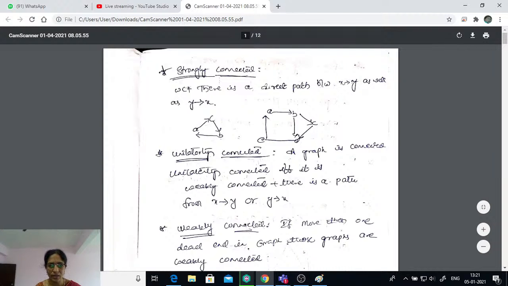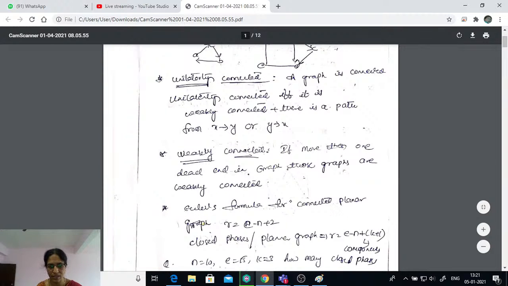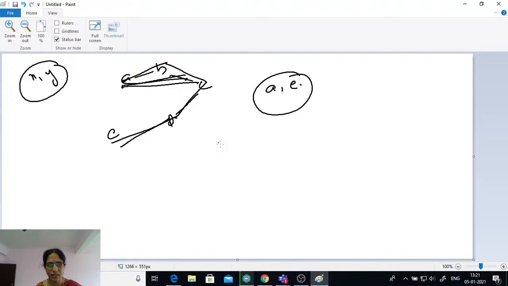Strongly connected is a concept in the directed graph. But before discussing this, we move to weakly connected. First of all, what is weakly connected? If there is more than one dead end in the graph, those graphs are called weakly connected. More than one dead end, in the sense what? Suppose this is like this. Here, all these three concepts are on the undirected graph.